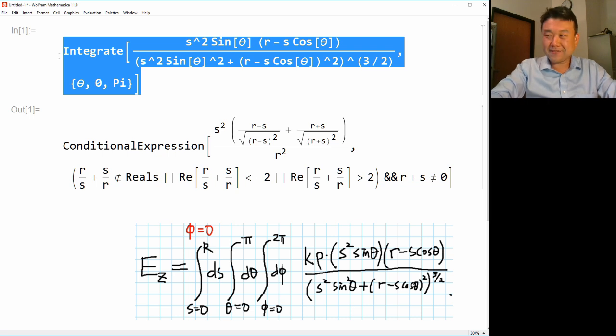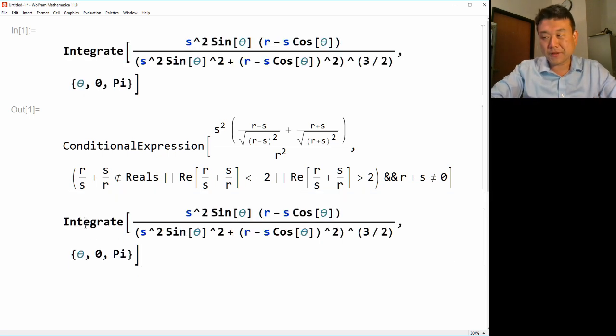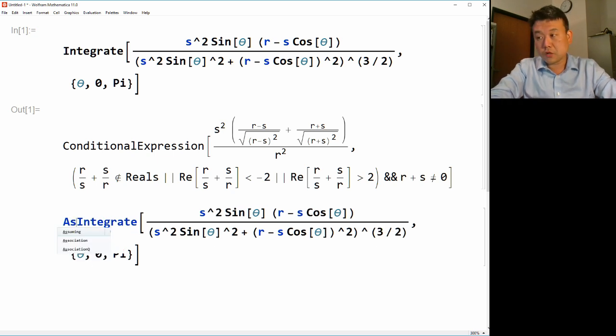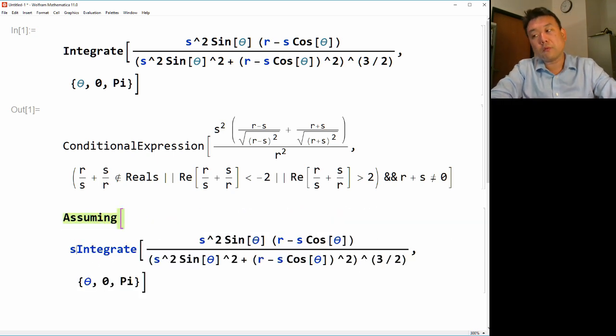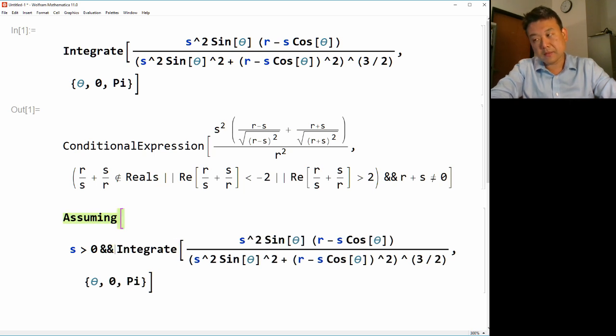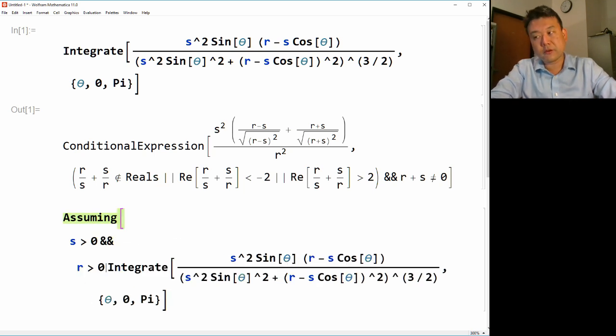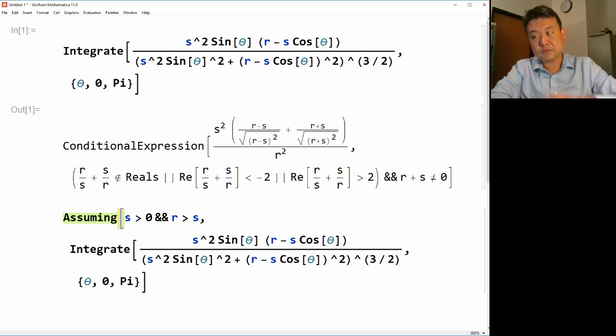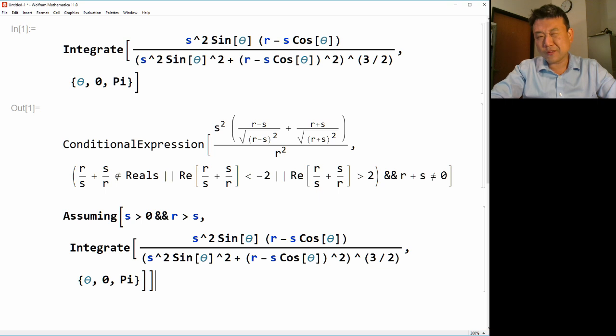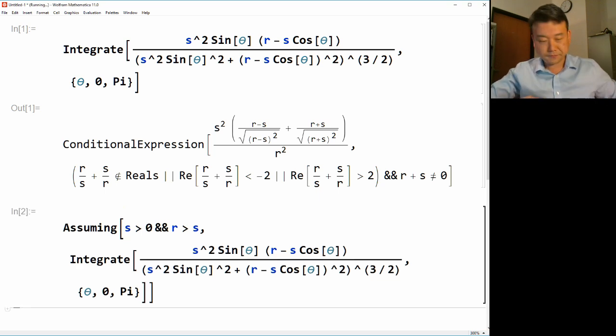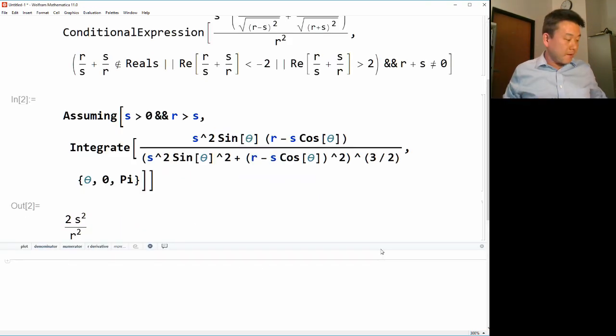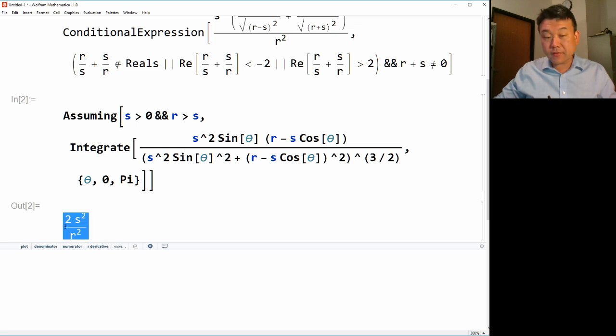Mathematica doesn't know that. So what I'm going to do is I'm going to redo the calculation. Same integral, but this time I'm going to tell Mathematica to assume that, for one, S is greater than 0, and R is going to be always greater than S, because it's outside the sphere. Okay, assuming that, do the calculation again. Hopefully this time it won't take quite as long. All right, so we get our answer after only about 30 seconds. So that's our answer. This is the result of the theta integral.